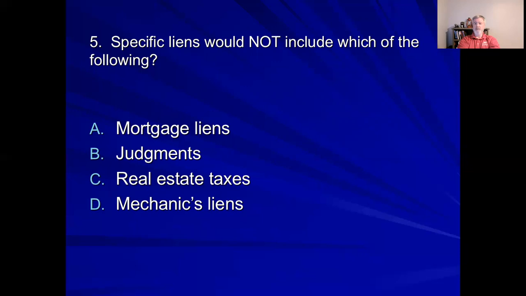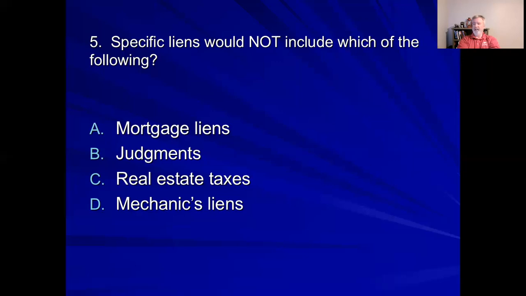Okay. Remember, a specific lien only attaches itself to a single piece of property, a specific piece of property. Where if it's a general lien, that affects everything you own. In other words, if you owe somebody money and they file and get, let's say, a judgment against you, they can come after everything you own, both real and personal property, to make sure they get what's due to them.